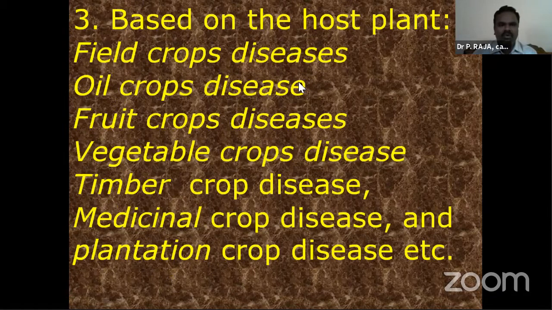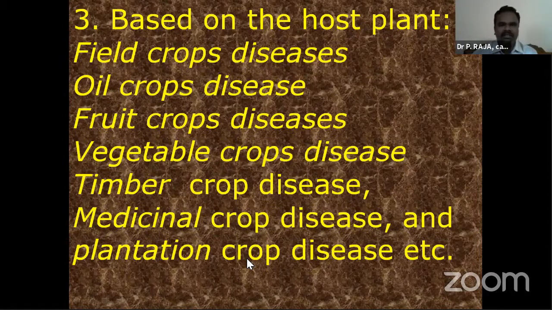Based on the host plant, we can classify disease. For example, field crops and oil crops: groundnut, castor, sesame; fruit crops: apple, orange; vegetable crops: cabbage, tomato, and so on; timber crops: sandal, teak; medicinal crops: aloe vera, and so on; and plantation crops like rubber, tea, and so on.